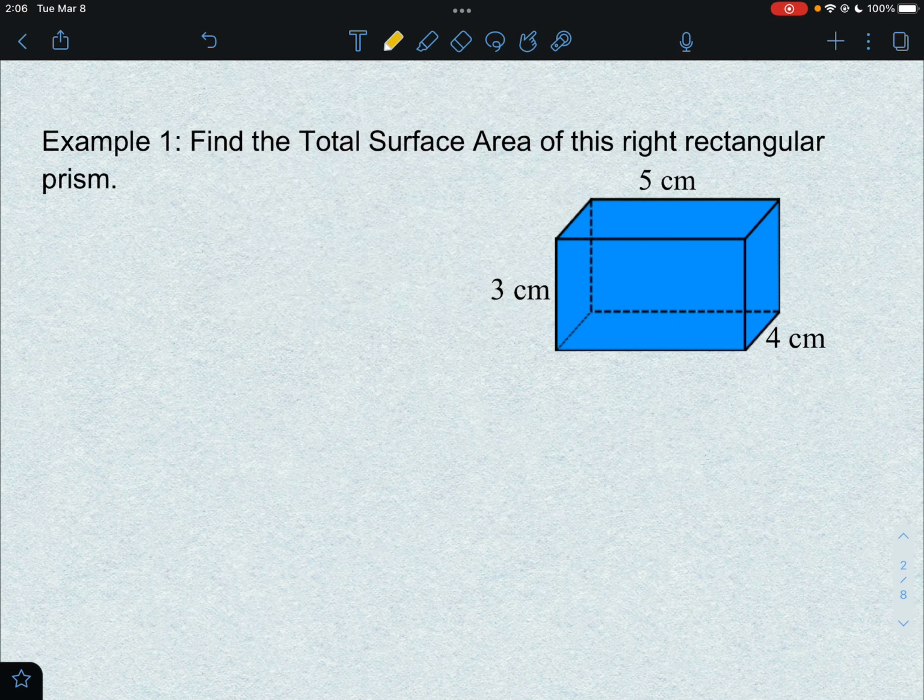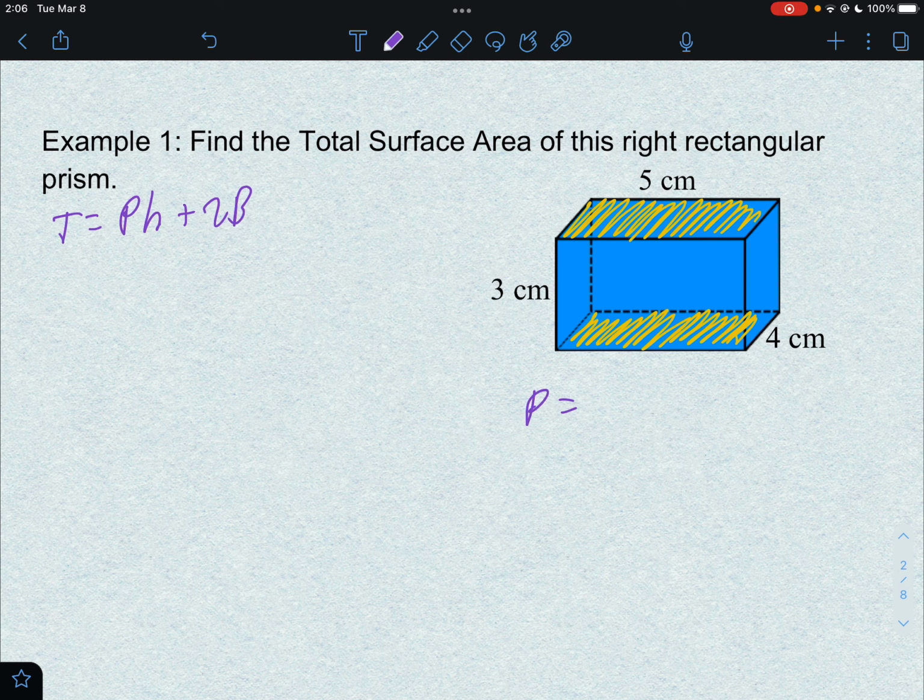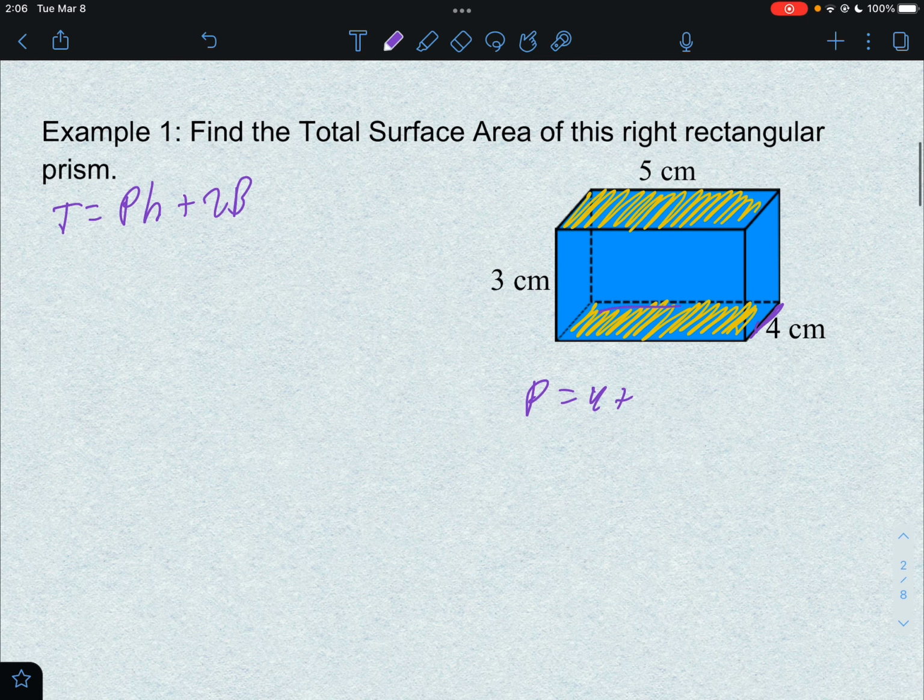Okay, so let's start with this rectangular prism. For a rectangular prism, since all sides are rectangles, you can choose what you want the base to be. I'm going to choose this and this to be our bases. All right, so let's start with our total surface area formula, which is PH plus 2B. P is the perimeter of one base, so that would be 4 plus 5 plus 4 plus 5. So P would be 18.